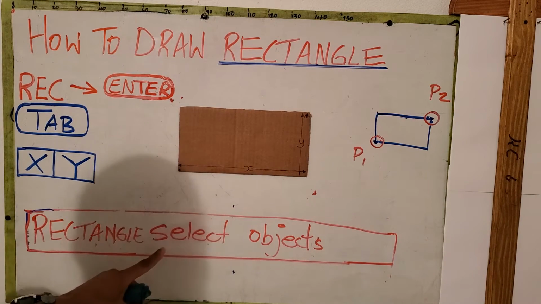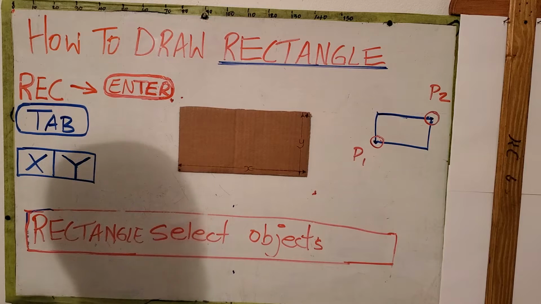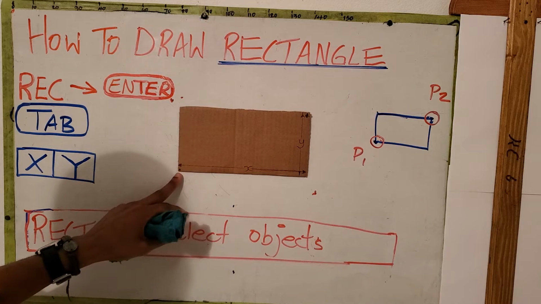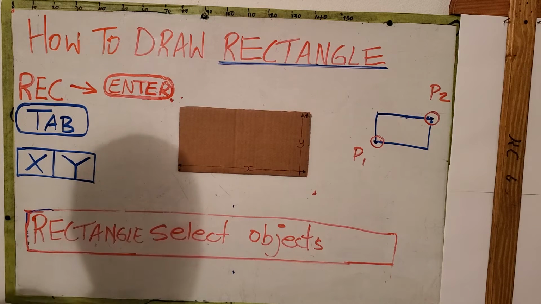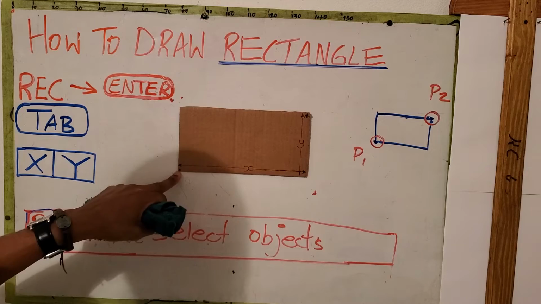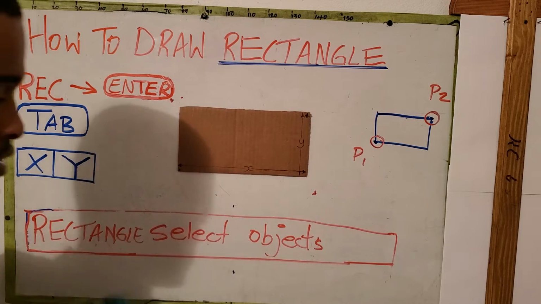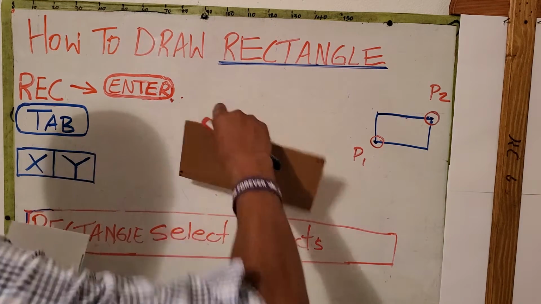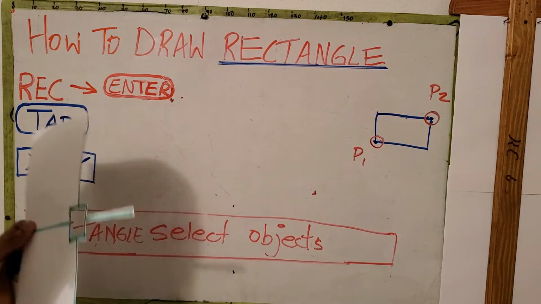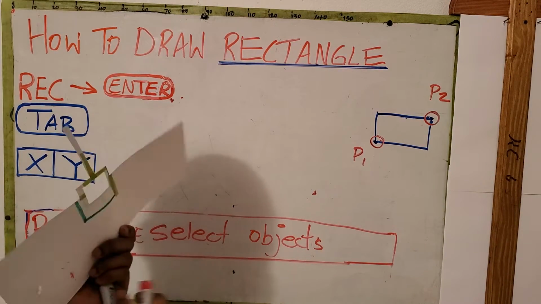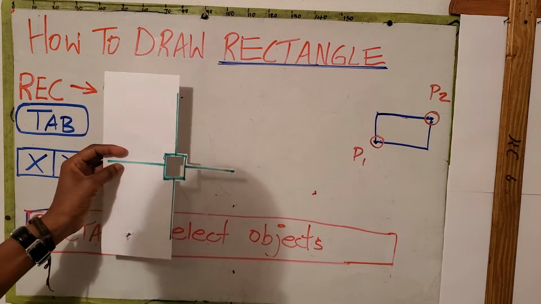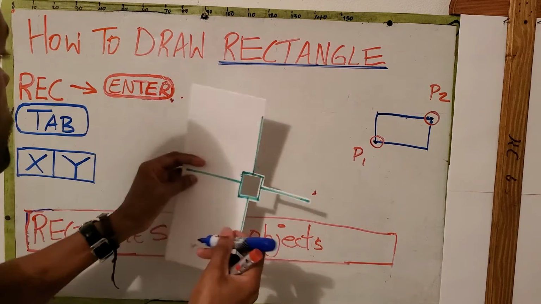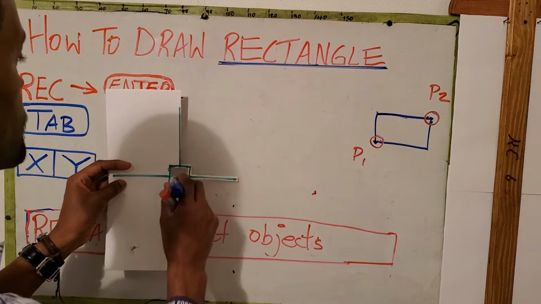Then select the object. It will then ask you to specify the first point. The first point is the lower point for the rectangle. This point here. So your next step would be to click anywhere on the drawing. Move your cross to where you want the rectangle to start. Say, for example, I want my rectangle to start here. I would move my cross to this point and left click.